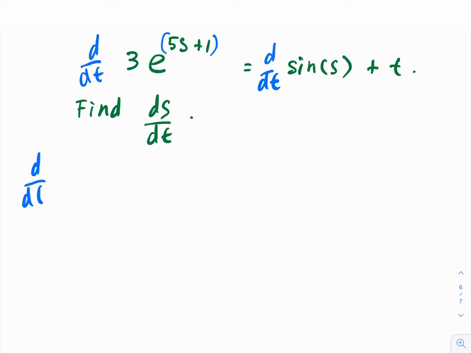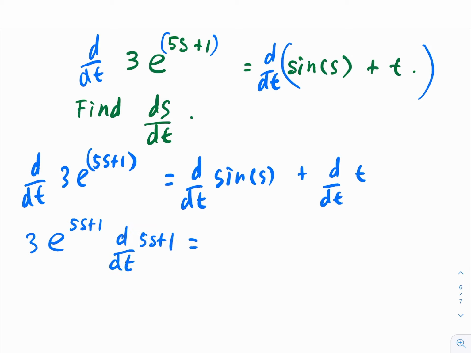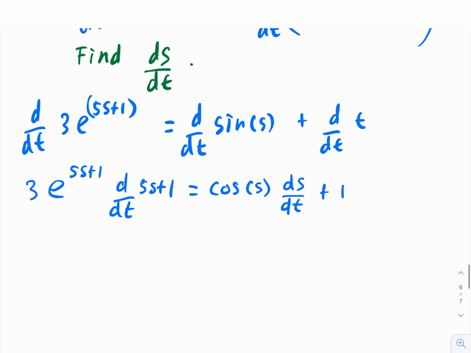If we differentiate 3e^(5s+1) and sin(s + t), don't forget the bracket here. If we differentiate the s function with respect to t, we'll have ds/dt at the back. So 3e^(5s+1), and then we have to differentiate d/dt of 5s + 1, equals, when we differentiate sine, we have cos(s) ds/dt plus 1, since we differentiate t with respect to t, so we'll have 1. Now 3e^(5s+1), and we differentiate 5s with respect to t, so we'll have 5 ds/dt.